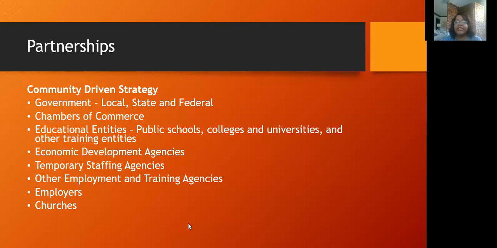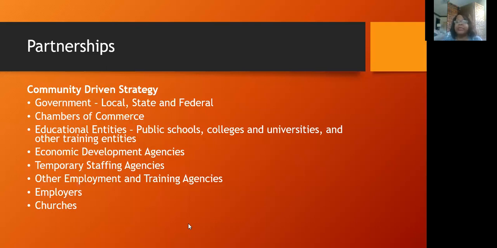Temporary staffing agencies are extremely important. A lot of workforce development agencies, I think, are overlooking this as a key piece. And so I'll give you a tip here.